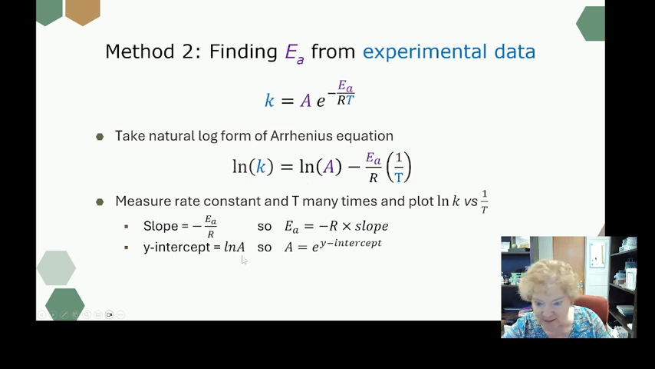I want A, not the log of A, so I have to do some log math, and I exponentiate to the power of e, both of these, and I get that the pre-exponential factor is equal to e raised to the y-intercept of that same graph. So I get Ea, I get A from this reaction. So both methods work, and it's basically what data are you given to use which equation.